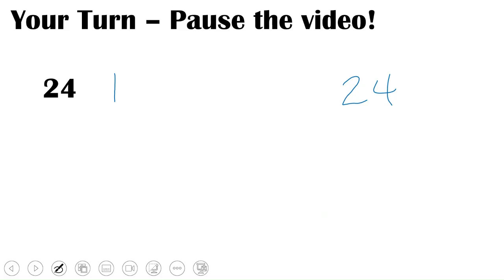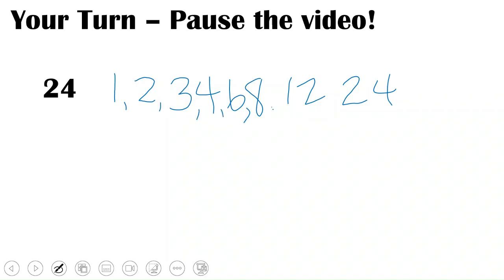I know that 24 has a factor of 2. When I multiply 2 by 12, I get 24. So those are both factors of 24. I also know that 3 times 8 makes 24. So both of those numbers are factors. And 4 times 6 are also factors of 24. So these are all of my factors of 24.